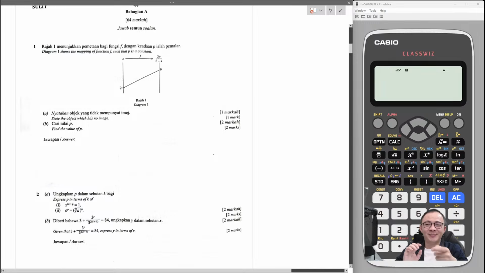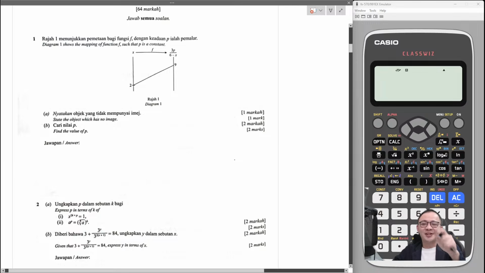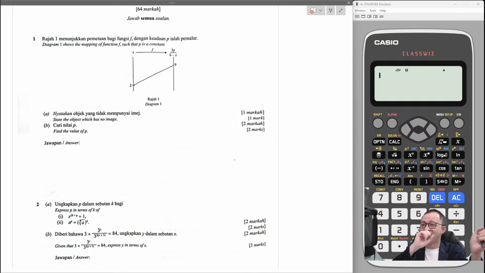I haven't seen this paper thoroughly yet, but apparently Kertas 1 is harder than Kertas 2. Kevin is one of my moderators today. Maybe my other moderator will join later. But anyway, I do not want to waste your time.